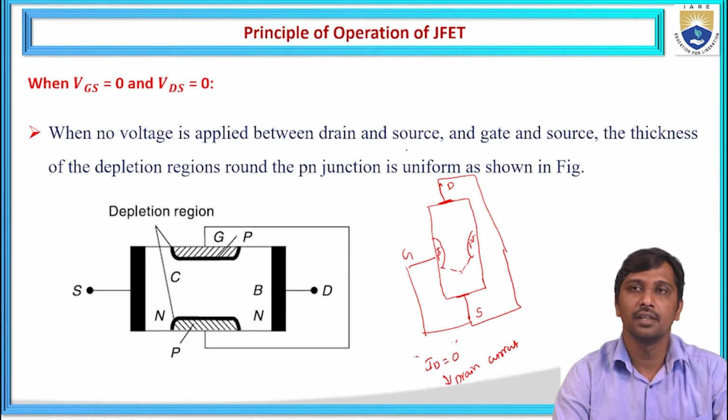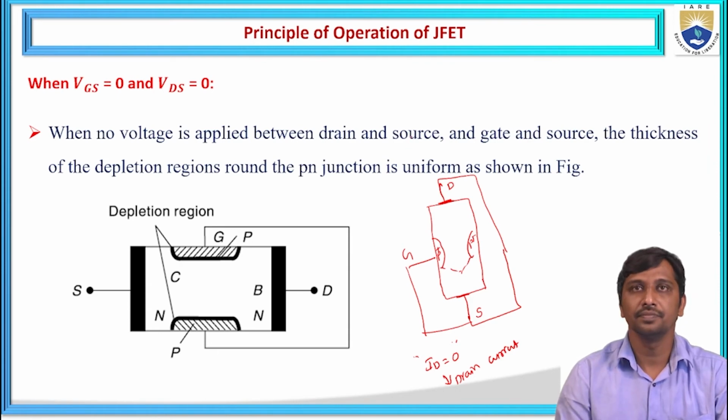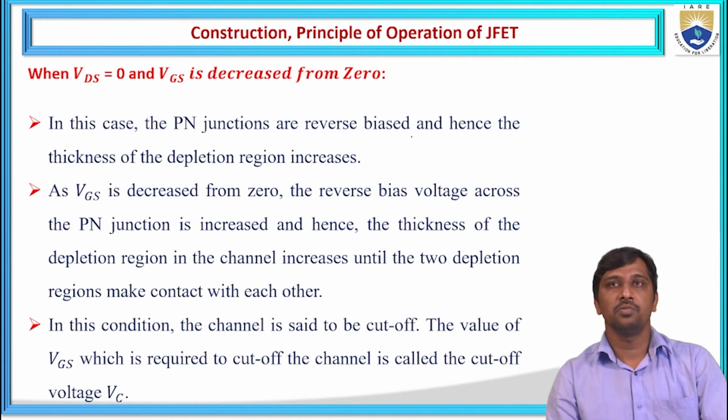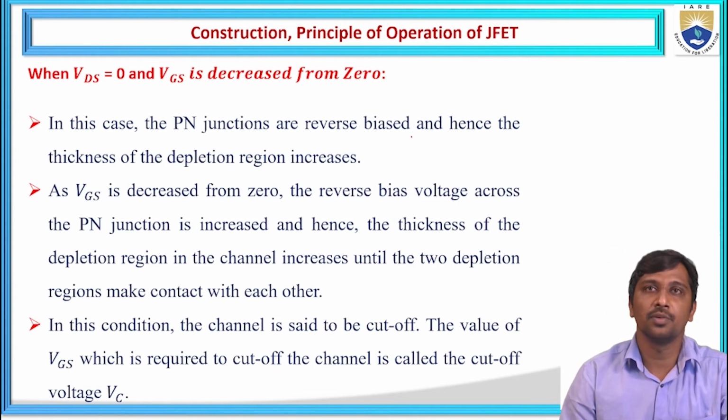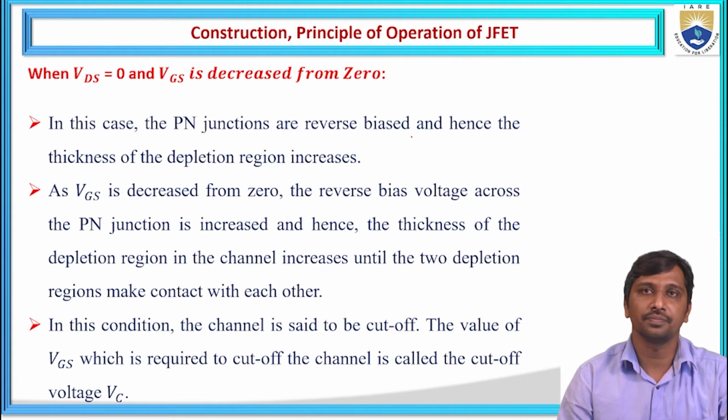Under this point, the drain current is represented as 0, and this state is also represented as the non-conduction state. Under this point, the JFET is called a non-conducting state. Now we'll see what happens again when VDS is 0 and VGS is decreased from 0.